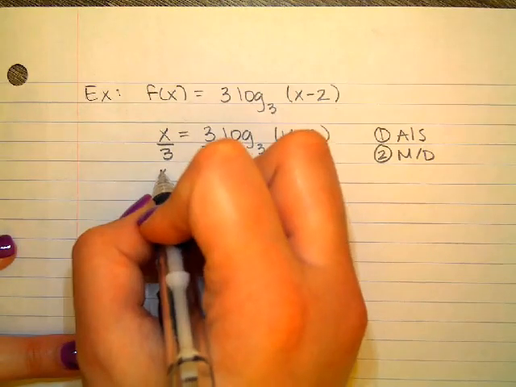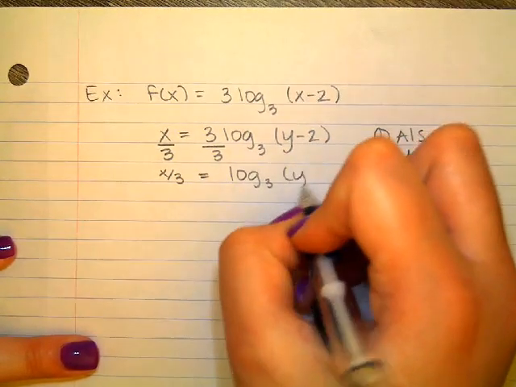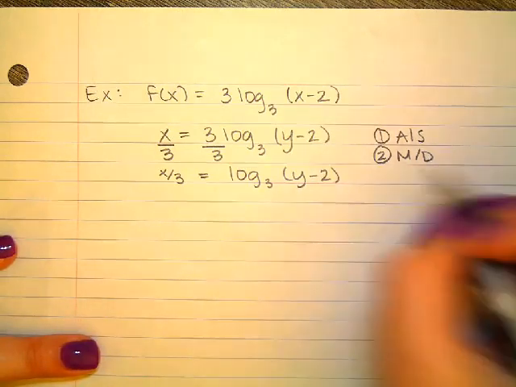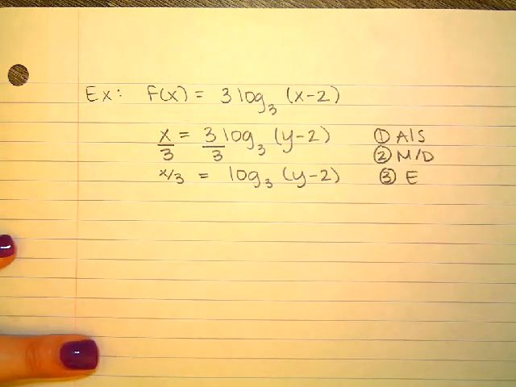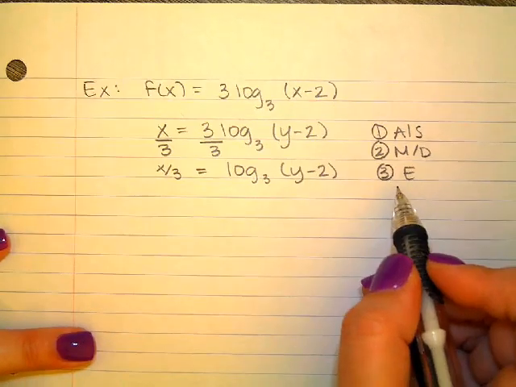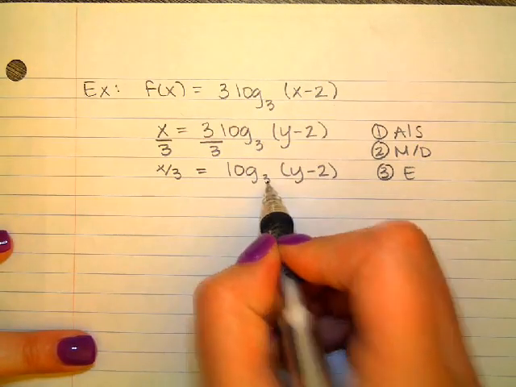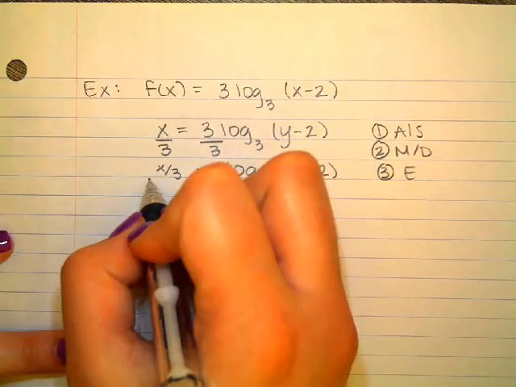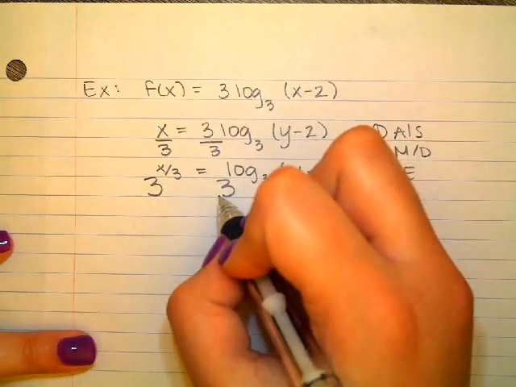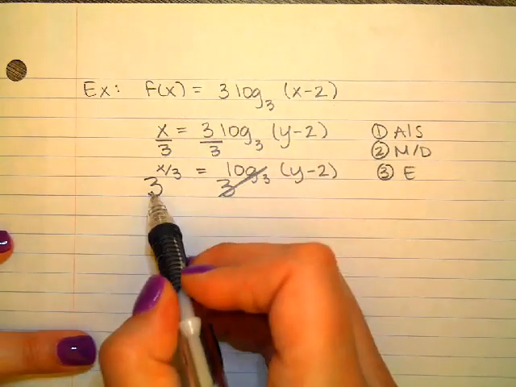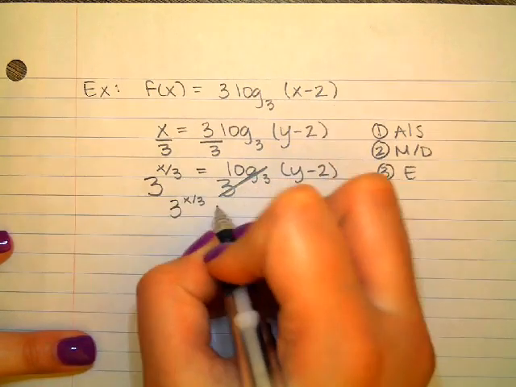All right, so at this point we have x divided by 3 equals log base 3 of y minus 2. And so here we're going to say, all right, is there an exponent that we could get rid of or introduce? And this is that same step that we did on that last problem where we're going to do what's called exponentiating both sides. So to get rid of a log with a base of 3, we're going to introduce a base of 3. We're going to make an exponential problem. So 3 and the log base 3 cancel out. Now we have a base of 3 to an exponent. So 3 to the x over 3 equals y minus 2.